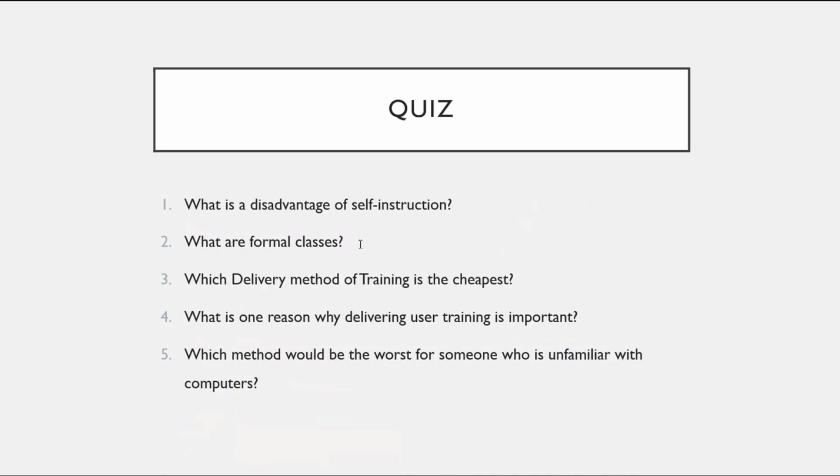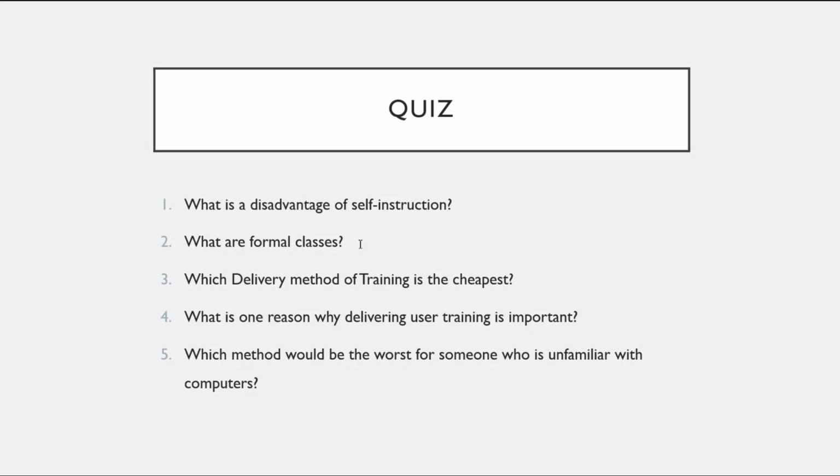And now I'm going to ask some questions from the class. What is a disadvantage of self-instruction? Ask Viraj. Self-instruction, it's overwhelming, so a user obviously doesn't. Yes. Okay. And what are formal classes? Viraj? Okay. So formal classes are classes where there's a teacher and there's students, and it's in a formal structure. Excellent.